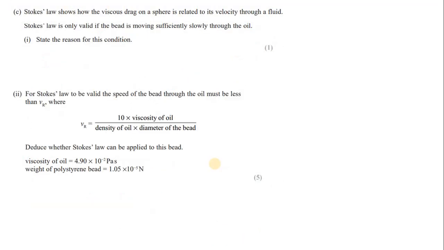Stokes' law shows how the viscous drag on a sphere is related to its velocity through a fluid. Stokes' law is only valid if the bead is moving sufficiently slowly through the oil. State the reason for this condition. The reason is if the bead is moving slowly through the oil, the flow of the liquid around the bead will be laminar, because Stokes' law can only be applied under certain conditions.